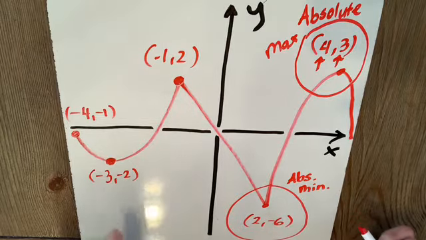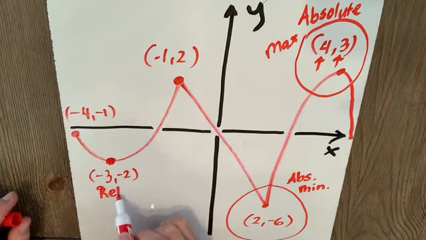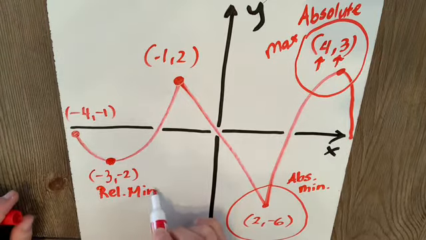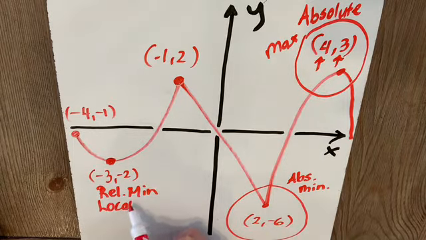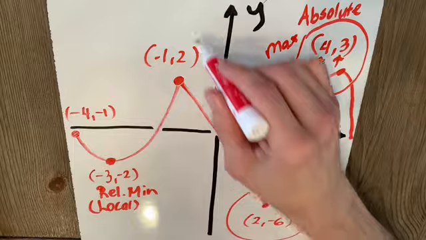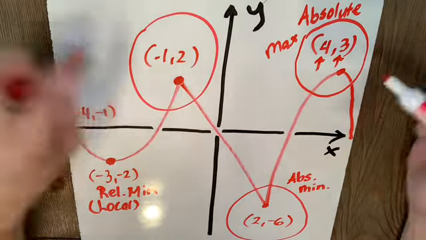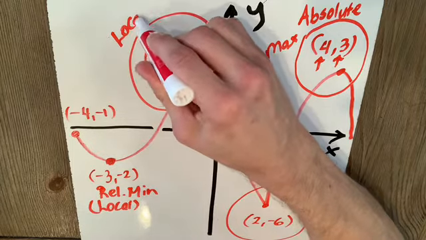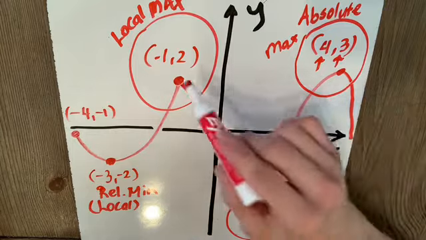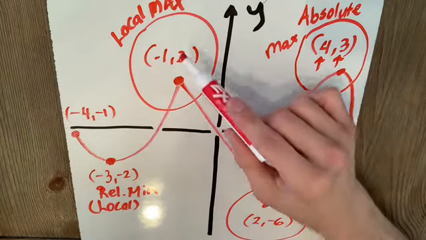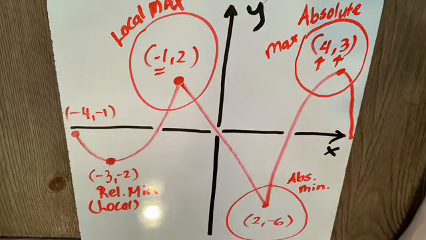In the local area, this point is the lowest. So we call this a relative minimum, or a local minimum as well. In the immediate area, this point is the highest, or is the maximum. So we'd call this a local or relative max. Notice what I'm doing is I'm looking at the y value. The relative max is 2. Where does it occur? At x equals -1.